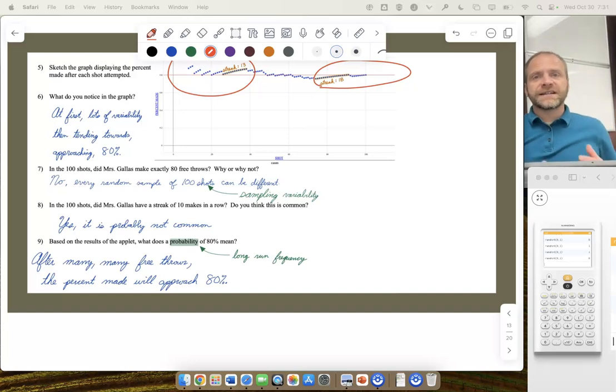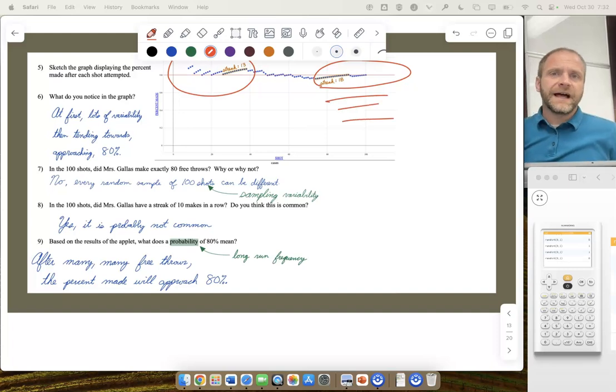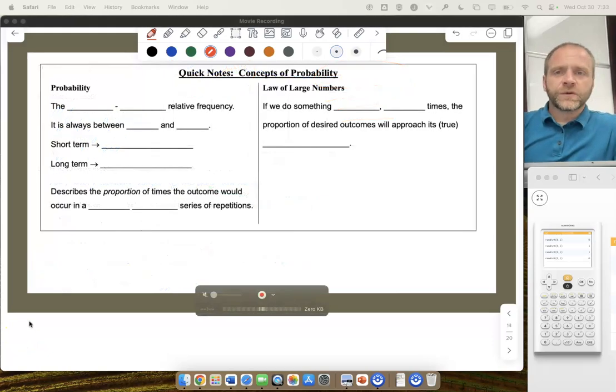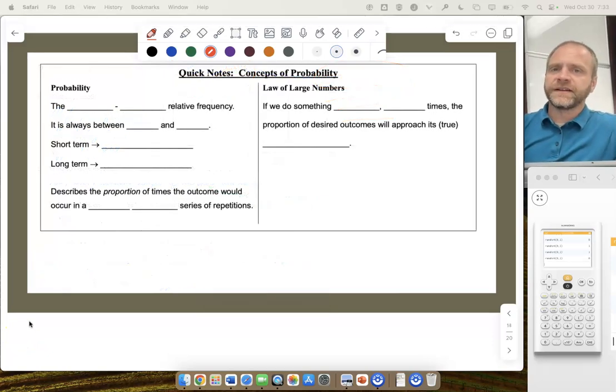So hopefully this activity helped you understand short run unpredictability versus long run predictability, and how long run predictability allows us to create a true definition for how to interpret probabilities. Now let's move on to the next one. So on your notes you have these quick notes, concepts of probability, and this is where we're going to put all of our definitions, our important properties, characteristics. This is the meat of the lesson.